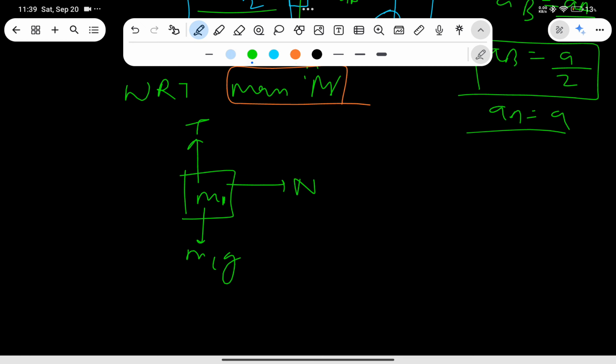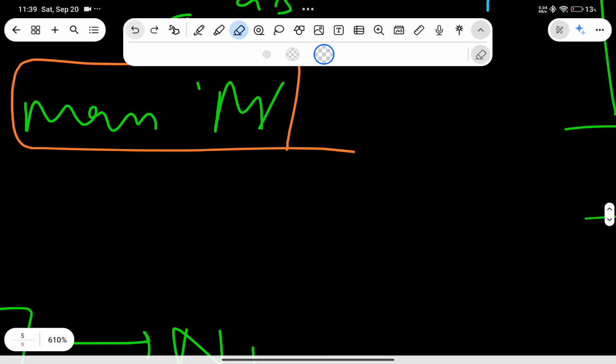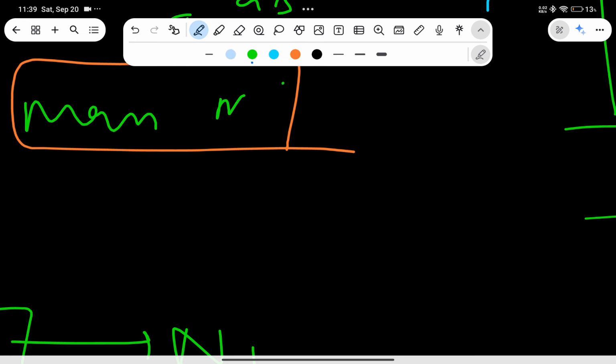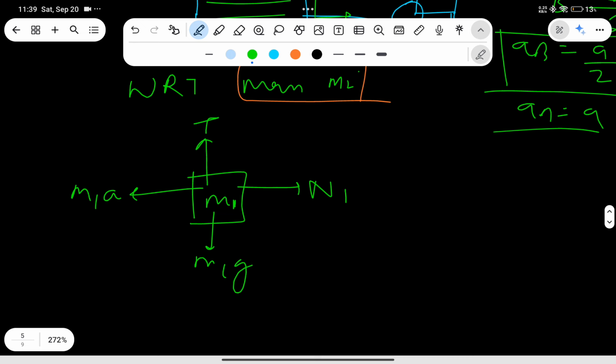So normal force will be N1, let's say, and here you'll have M1 into... okay, no, don't write this as M1, guys, you get confused. I'm saying, so this is M2. So you have M1 into A by 2, because acceleration of the m2 mass is A by 2.